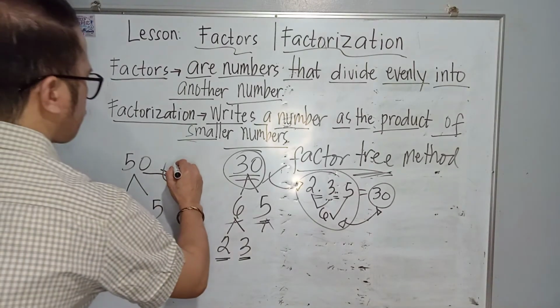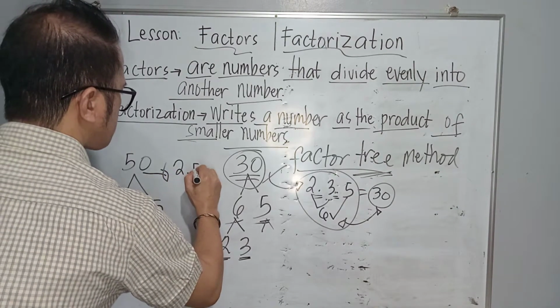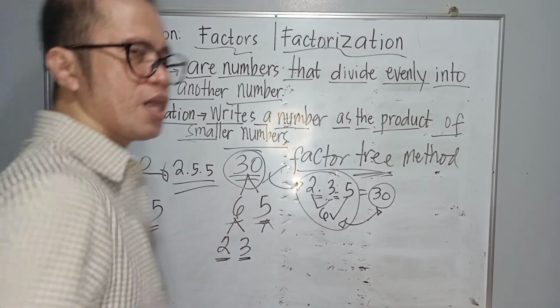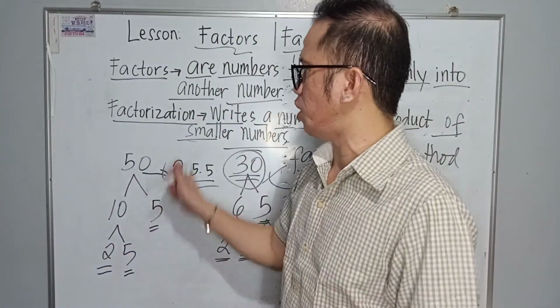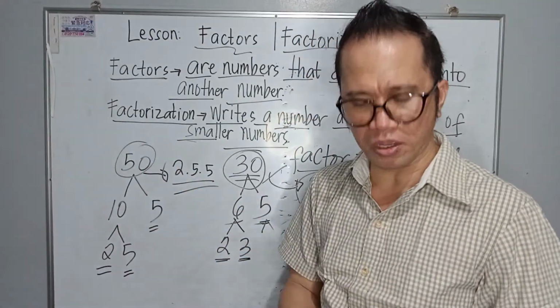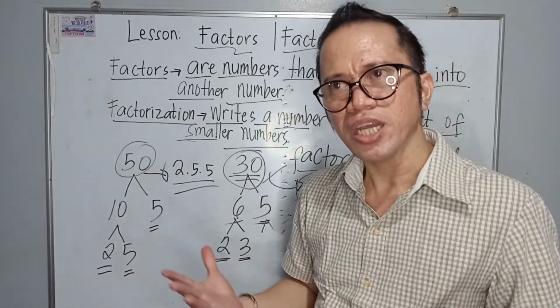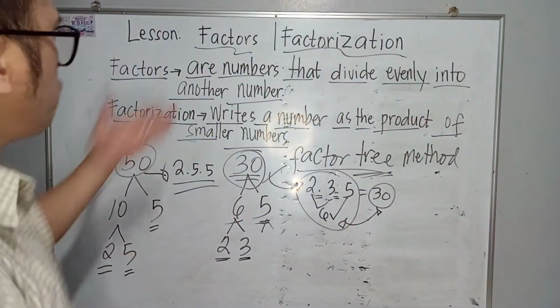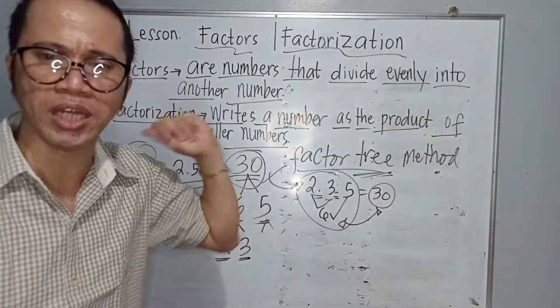Okay? So therefore, the factorization of 50 is 2, 5, and 5. Let's write first: 2 times 5 times 5. These are what you call the factors of 50, my dear viewers. I will give you time to copy first. What are factors and factorization again?